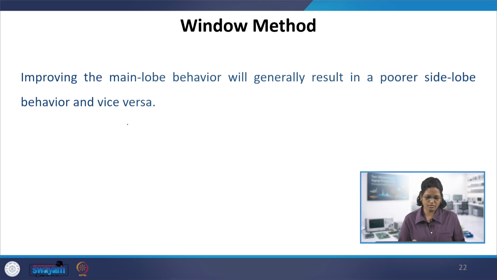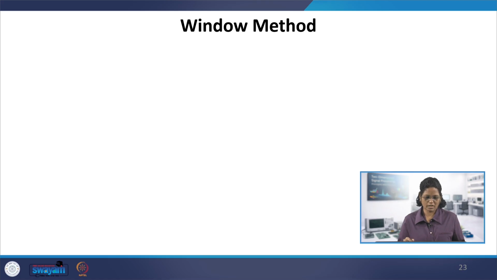This is the trade-off. We need to have this. That's why we choose a particular window and increase the number of samples in the window, so that the transition width can be controlled, and we can also have fewer side lobe ripples in the design.